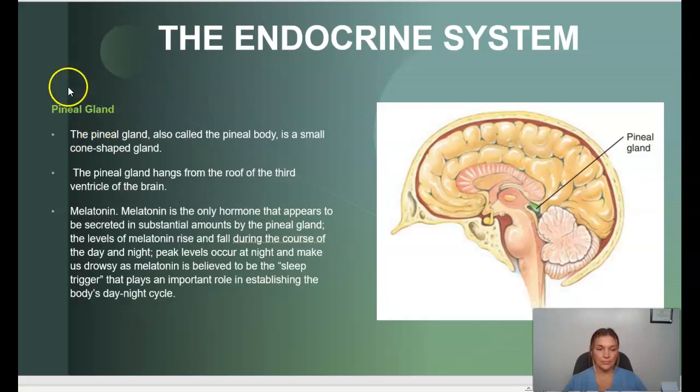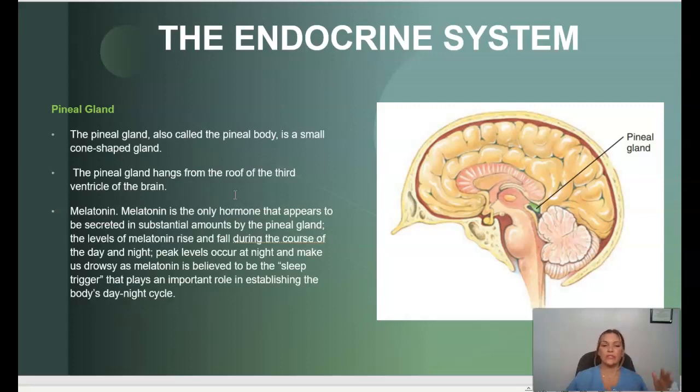Moving on here to the pineal gland. This is also called the pineal body, and it's a small cone-shaped gland. As you can see, here is the brain, and it hangs from the roof of the third ventricle of the brain. The pineal gland is very important because it secretes melatonin, and that's the only hormone that the pineal gland produces.